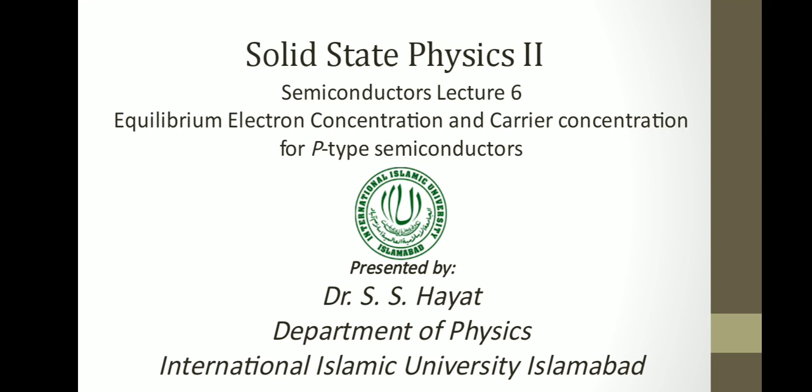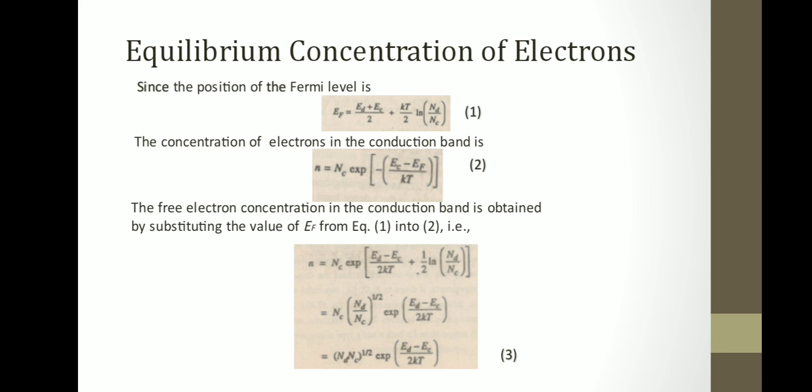Dear students, in this sixth lecture on semiconductors, we are going to calculate the equilibrium electron concentration and carrier concentration for p-type semiconductors. Equilibrium concentration of electrons: since the position of the Fermi level was already calculated in the previous lecture, EF is equal to (ED plus EC) by 2 plus KT by 2 log of ND by NC.